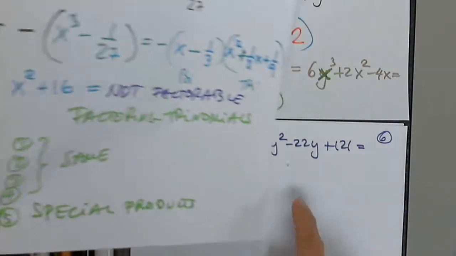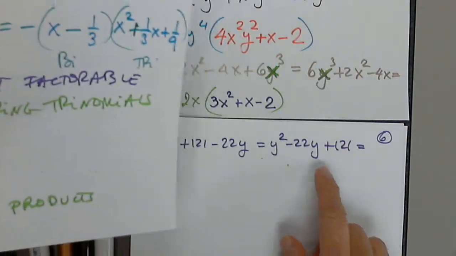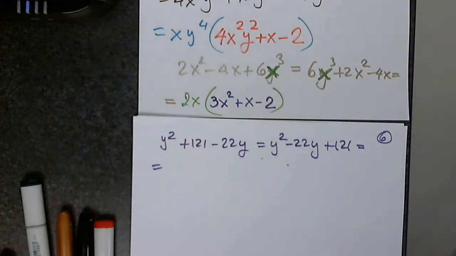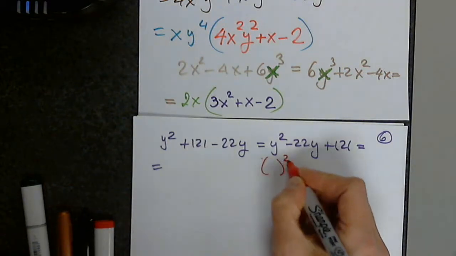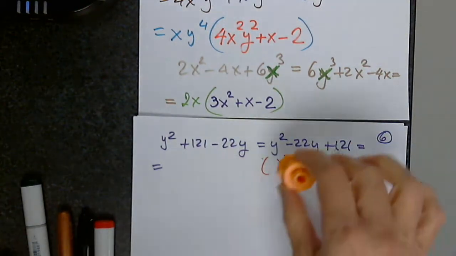Greatest common factor? No, there is no greatest common factor. Negative leading coefficient? No, there is no negative leading coefficient. So now I am down to special products. When I get to special product, in my mind I say this. Is this a perfect square? Is this a perfect square? And for a moment I ignore this.